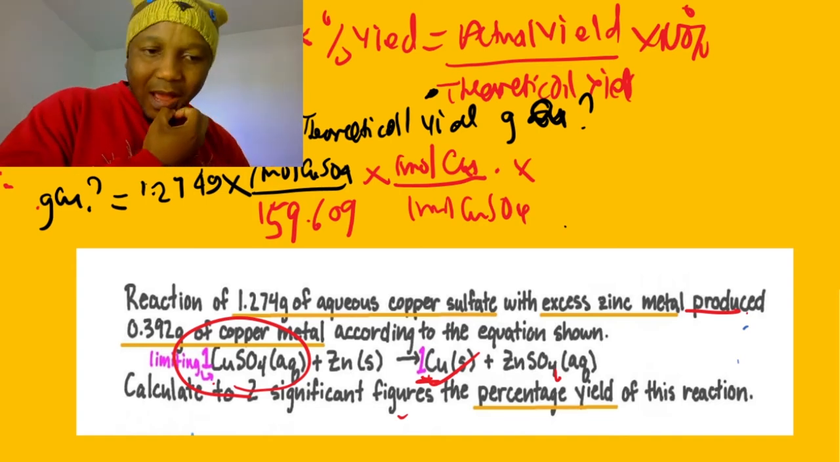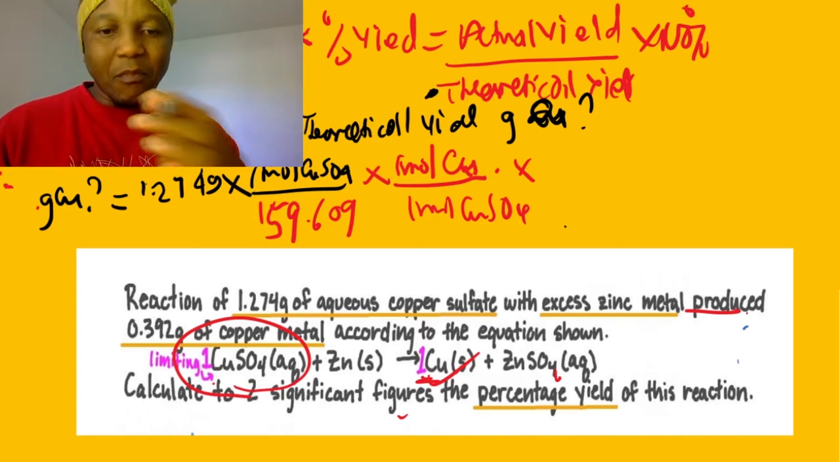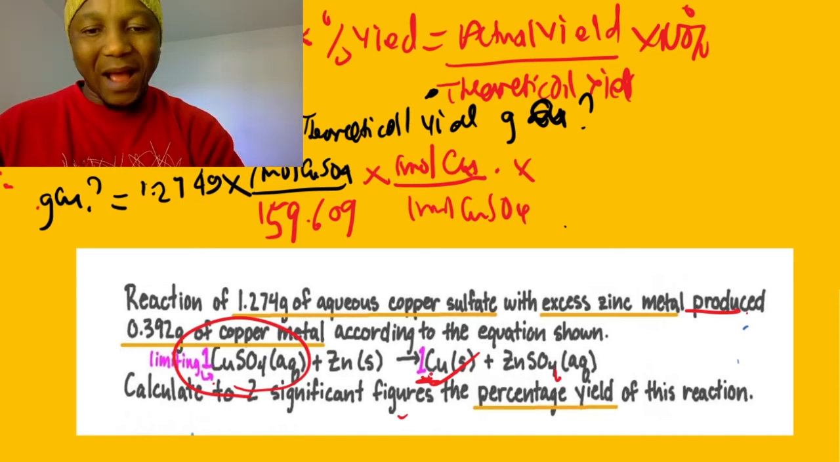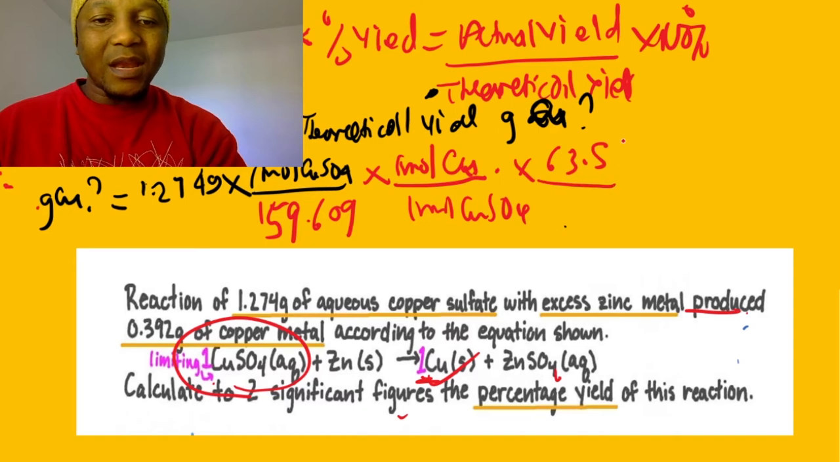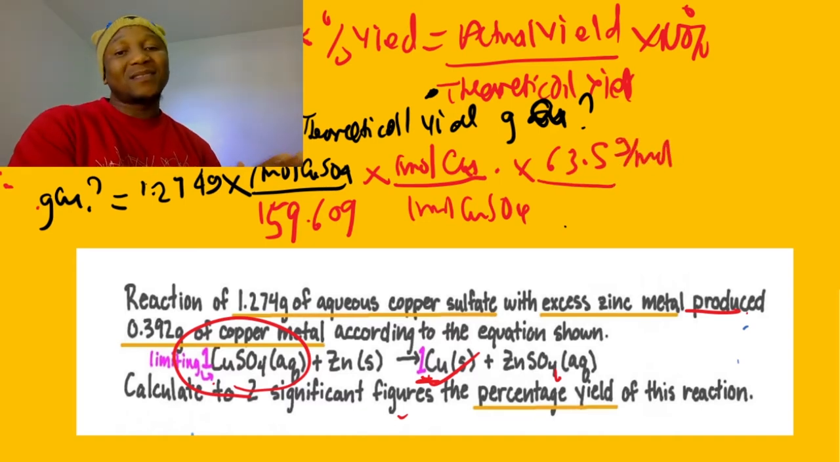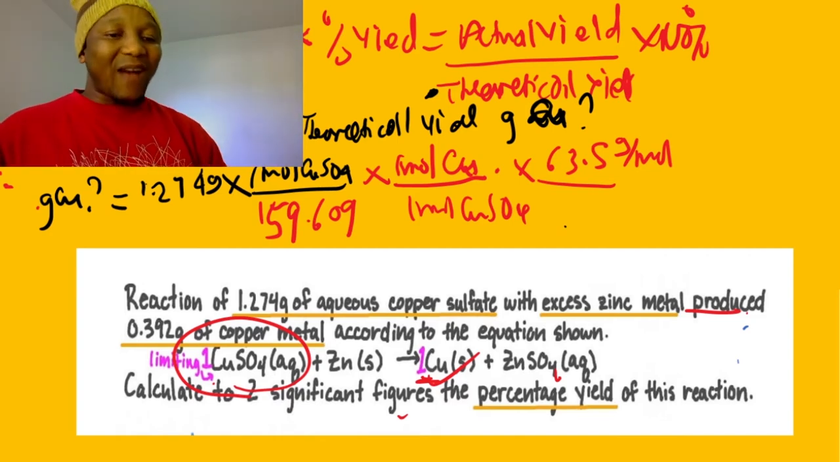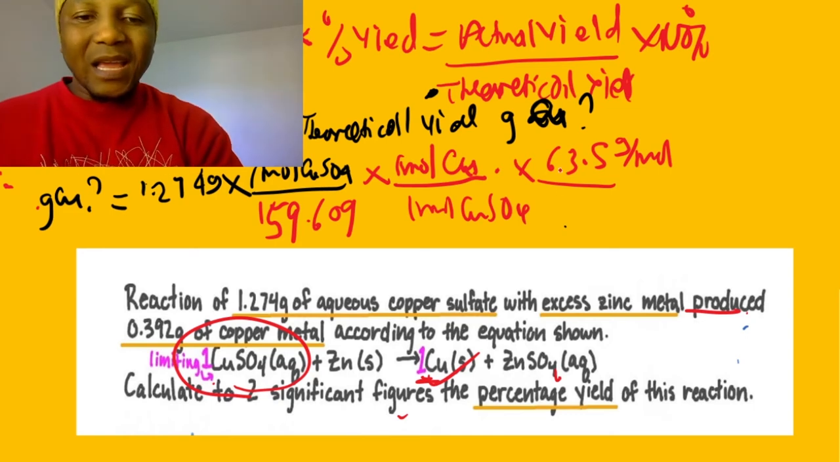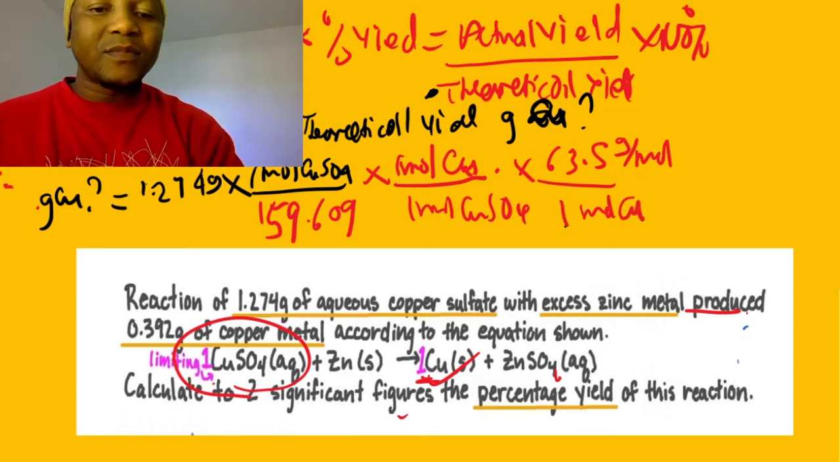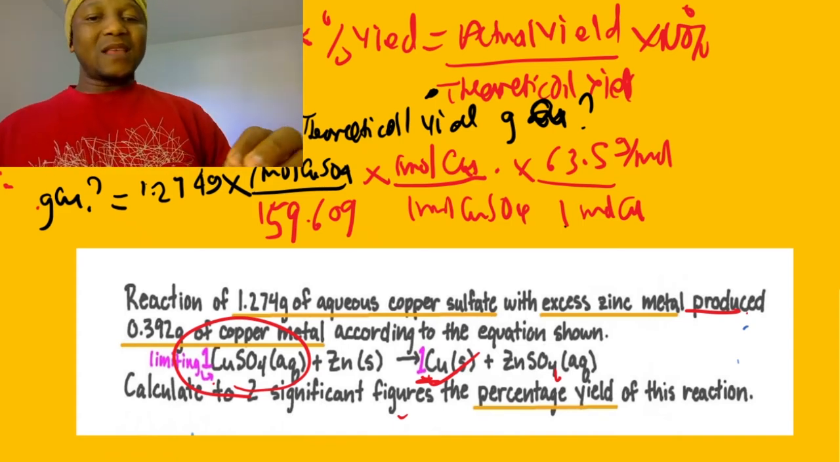Okay, now you multiply by the molar mass of your product. So what's your product? Copper. The molar mass of copper is 63.5, with the unit gram per mole. You know how to check the molar mass in the periodic table. Go there, check the molar mass of copper, which is the product, and then divide by one mole of copper. Put that in a calculator, and that's going to give us the theoretical yield.